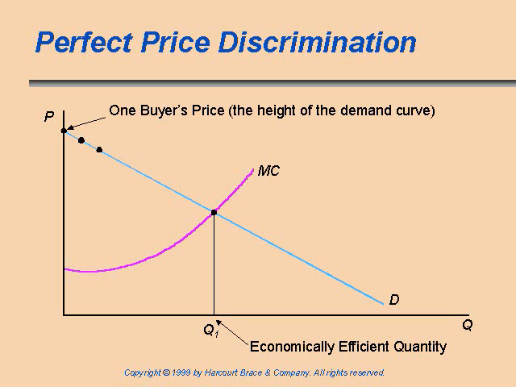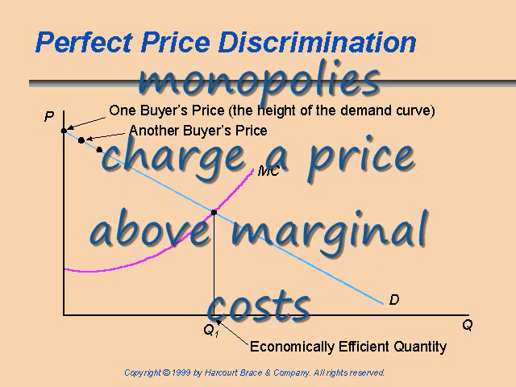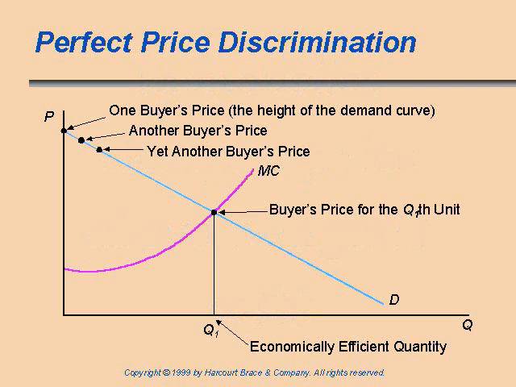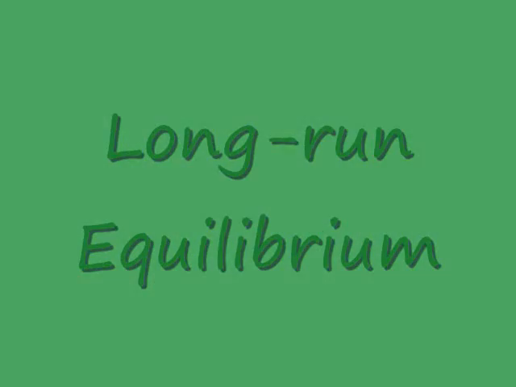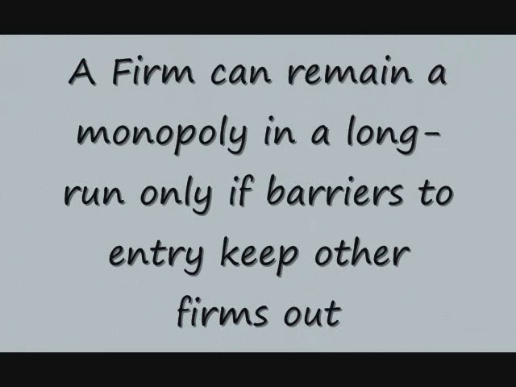Perfectly competitive industries produce economically efficient quantities. Monopolies produce less than efficient quantities and charge a price above marginal cost. Long-run equilibrium: a firm can remain a monopoly in the long run only if barriers to entry keep other firms out.